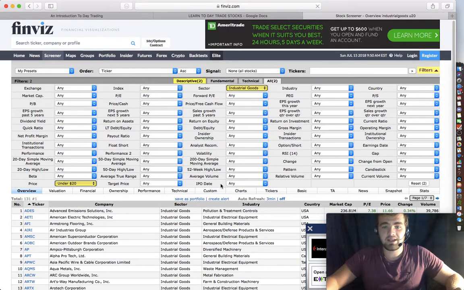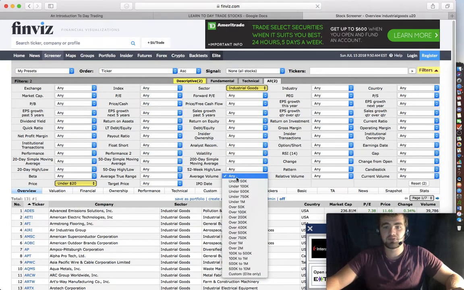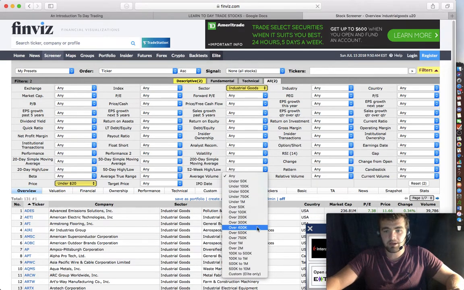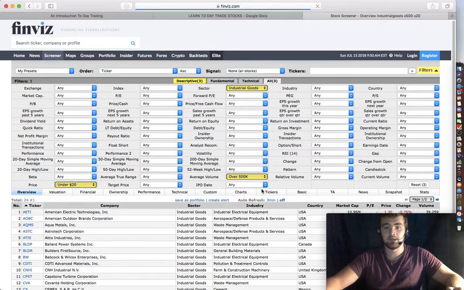All right, the next thing is you want an average volume. This volume really does help for price spikes. So you want to go over 500,000 shares traded. Now we're down to 24.